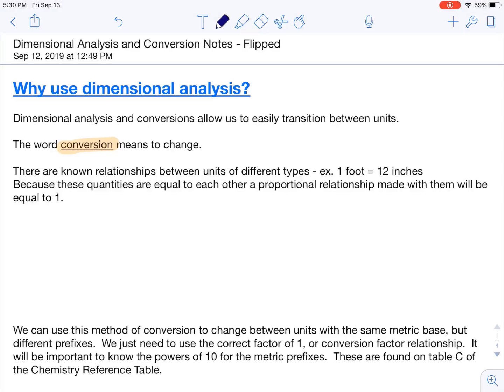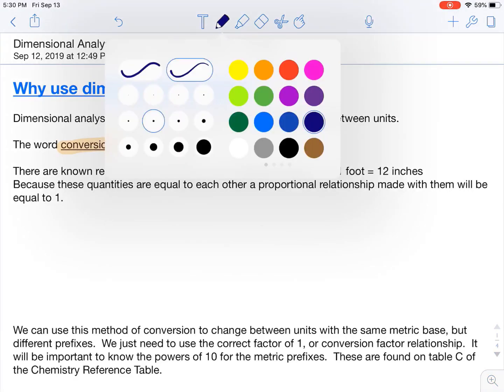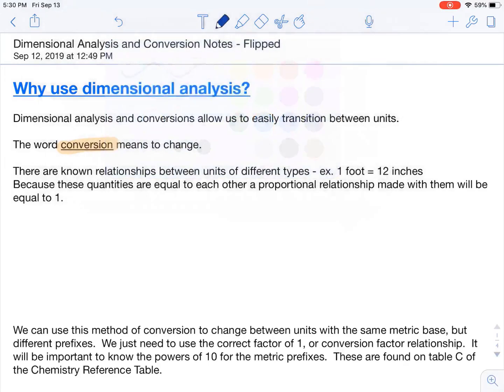So in order to understand what's actually happening during the process of conversion, we need to understand that when we are using something called a conversion factor, we're actually looking at a known relationship that exists between units of different types. And those known relationships are equalities. So the two components are equal to each other. And our example here is something that we're pretty familiar with, which is 1 foot is equal to 12 inches.